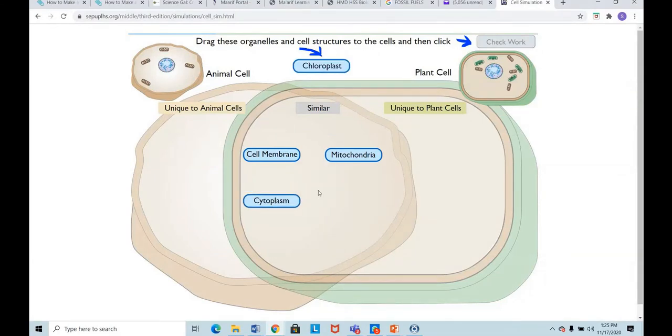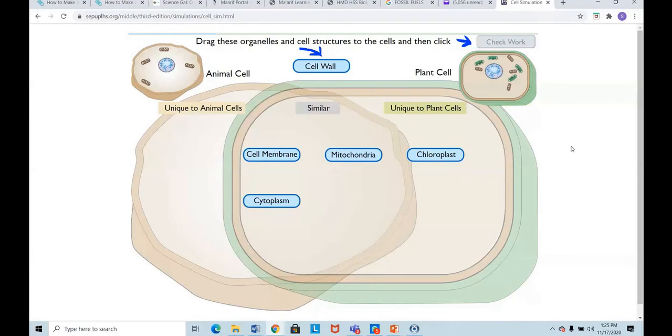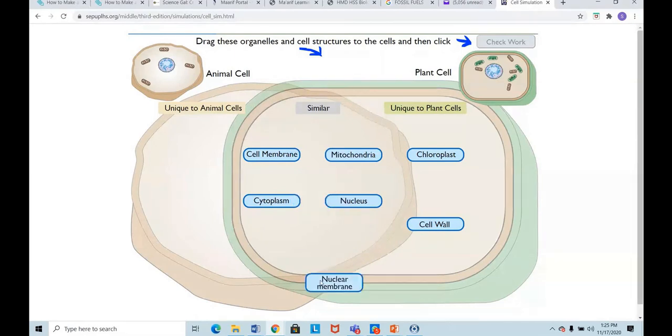What about the chloroplast? It is unique for a plant cell. Very good job. Then the cell wall? Plant cell. Very good. Excellent job. What about the nucleus? For both. Very good. What about the nuclear membrane? For both. Excellent.